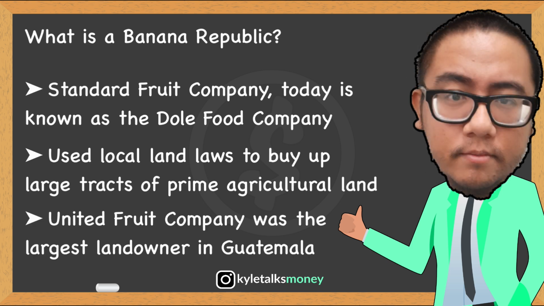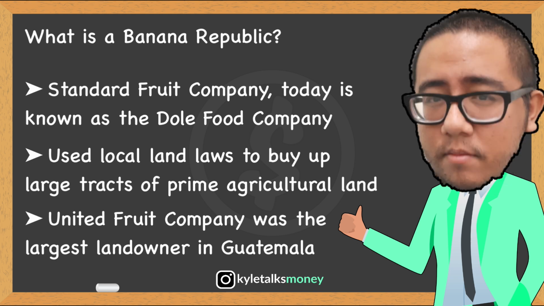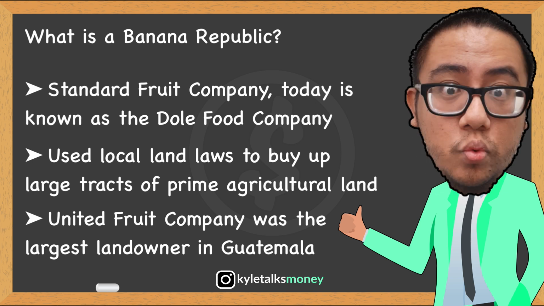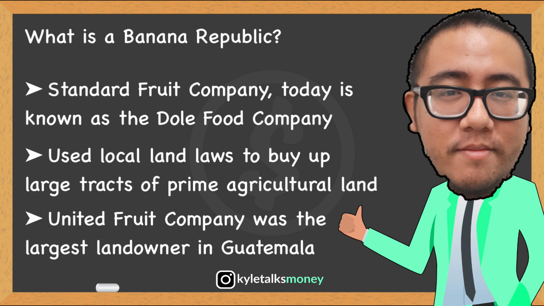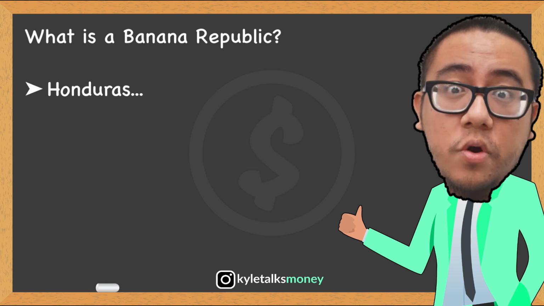By the 1930s, the United Fruit Company owned 3.5 million acres of land in Central America and the Caribbean, and was the single largest landowner in Guatemala. Such holdings gave it great power over the governments of small countries, one of the factors that confirmed the suitability of the phrase, Banana Republic. So let's shift to Honduras for a moment.